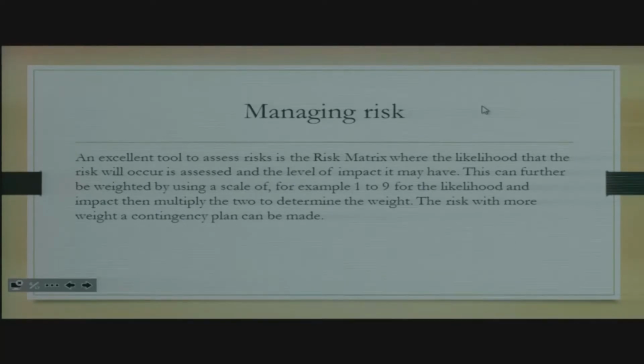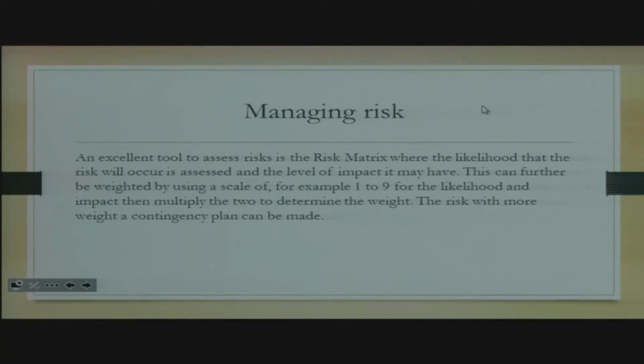An excellent tool to assess risk is the risk matrix, where the likelihood that the risk will occur is assessed, and the level of impact it may have. This can further be weighted by using a scale of, for example, 1 to 9, for the likelihood and the impact. Then multiply the two to determine the weight of that particular risk.